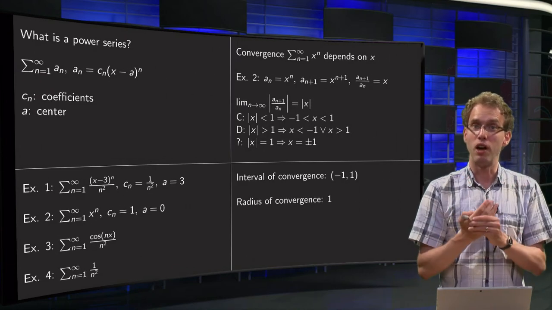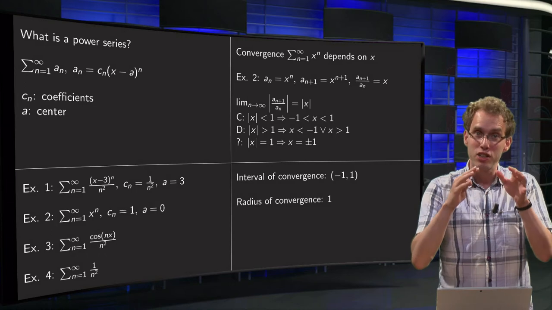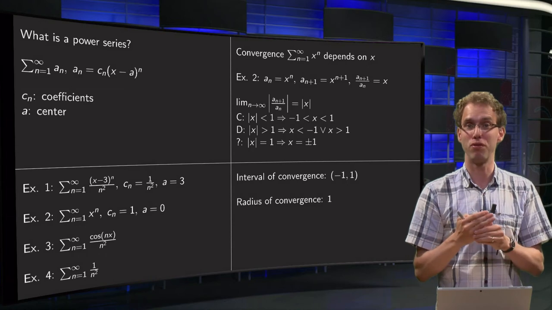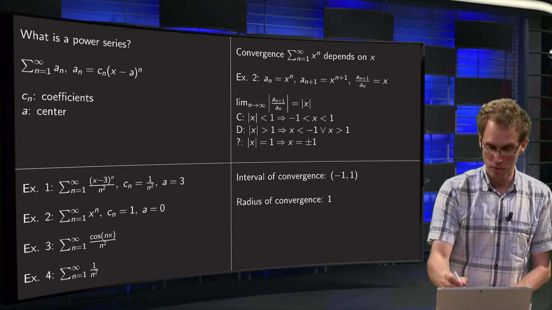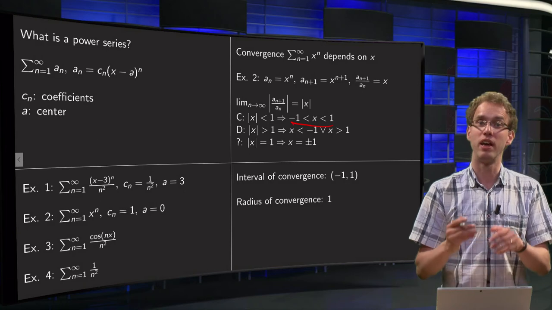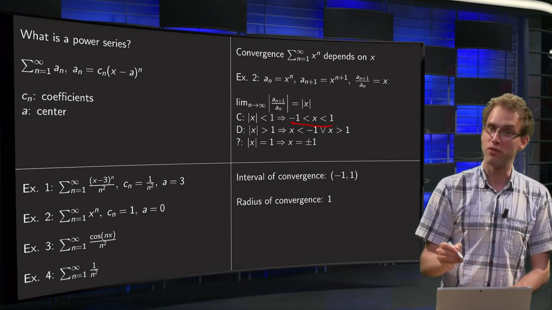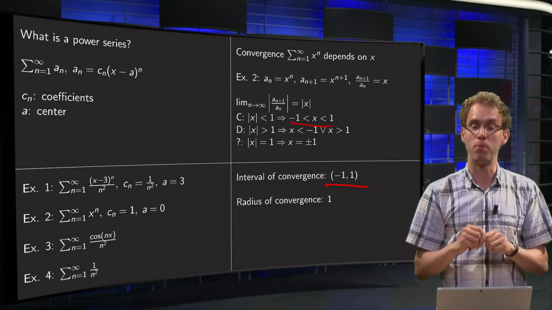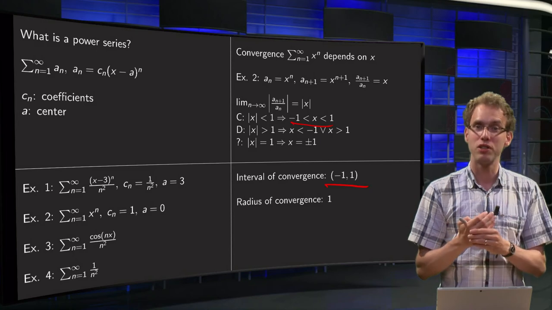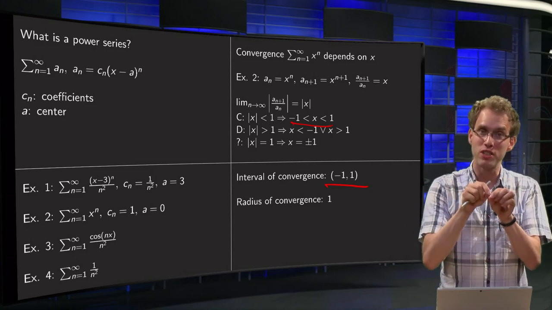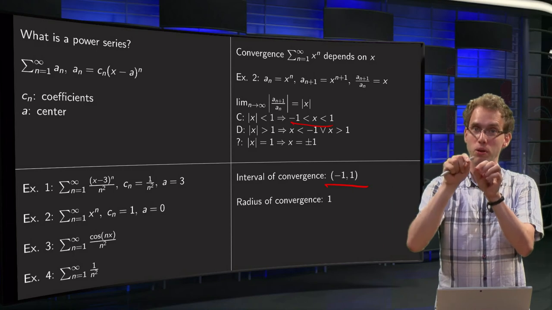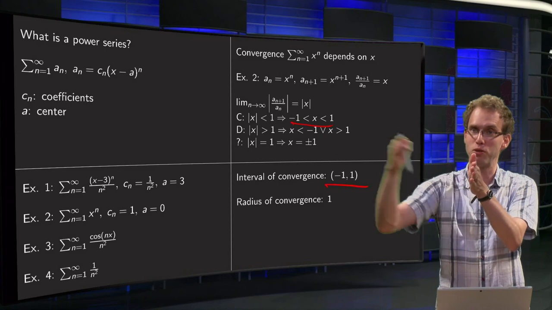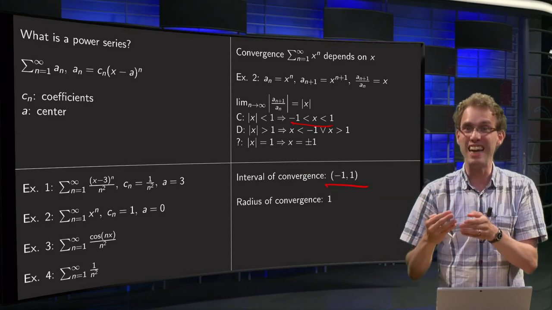So now two last names. The set of all x's for which my power series is converging is called the interval of convergence. In this case, we have convergence for x between minus 1 and 1 and divergence everywhere else. So that's why the interval of convergence is the interval from minus 1 to 1 without the boundary, so open brackets. And then the last term: the distance from the center to one of the boundaries. So the center is 0, the boundary is either 1 or minus 1. So this distance from center to boundary is 1, and that's called the radius of convergence.